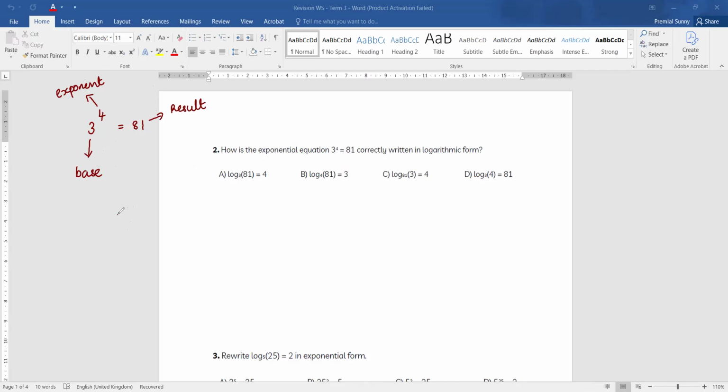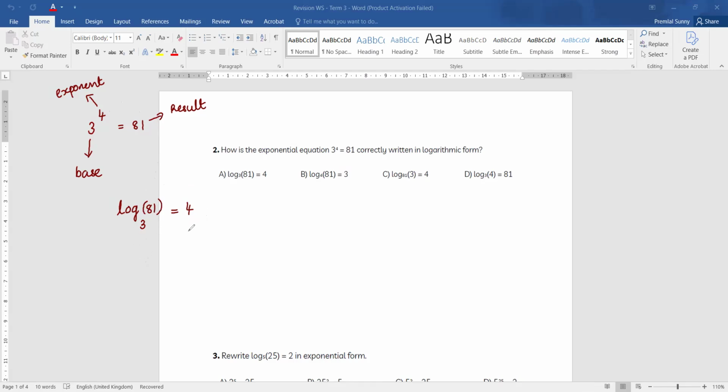First of all, you just write log. When you convert exponential to logarithm, you first write log, and then the base of the exponential equation, which is 3, will be the base of the logarithm. And the exponent, or the power, will go to the right hand side. And now the result will come alongside the log. You can put a bracket for the result as well.